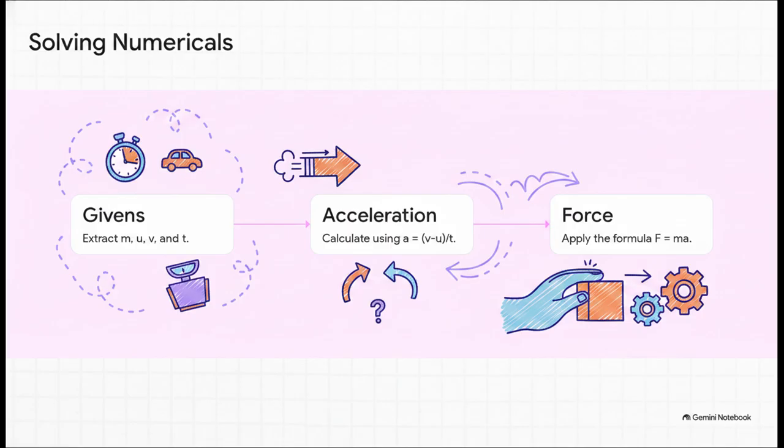Step 1. Always extract your givens from the text first. Write down your mass m, initial velocity u, final velocity v, and time t. Step 2. Find the acceleration using that classic kinematics formula, a equals v minus u, all divided by t. And hey, here is where my error analysis comes in for you. Do not misread the question and accidentally mix up your initial velocity u with your final velocity v. If a car eventually comes to rest, that means the final velocity v is 0. Got it? Step 3. Once you finally have a, you simply plug it right into F equals ma. It's a very structured progression. If you follow it strictly every time, you won't go wrong.